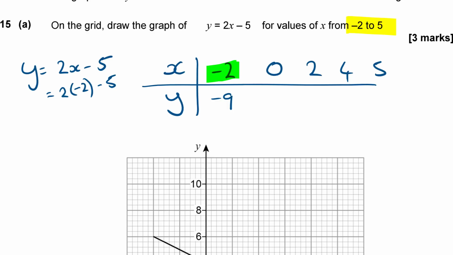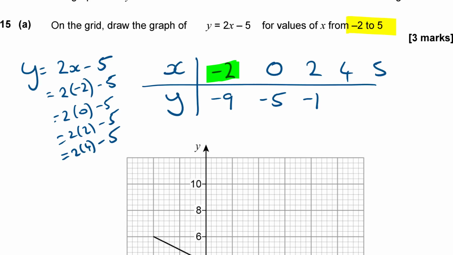When x is 0, I'm going to have 2 lots of 0 minus 5. 2 lots of 0 is 0, minus 5 is -5. When x is 2, I'm going to get 2 lots of 2 minus 5. 2 lots of 2 is 4. Subtract 5 is -1. What about when x is 4? 2 lots of 4 is 8 minus 5 is 3. So that's 3. And then finally, when x is 5, 2 lots of 5 minus 5, 2 lots of 5 is 10. Subtract 5 is 5.